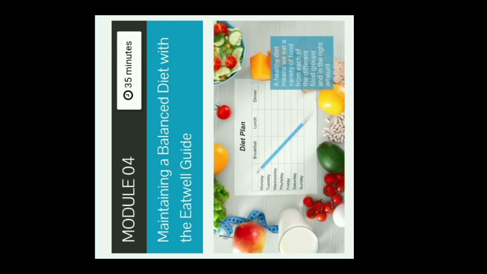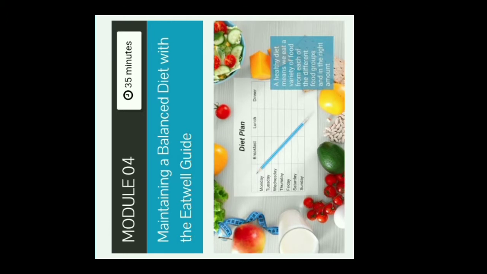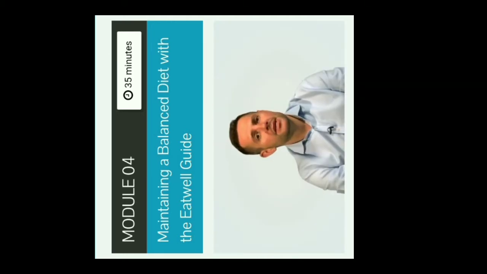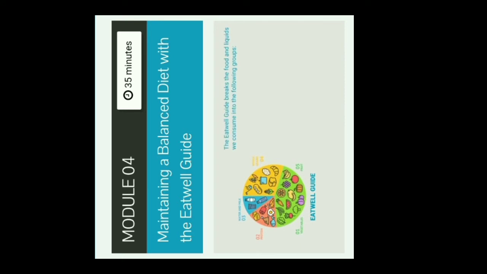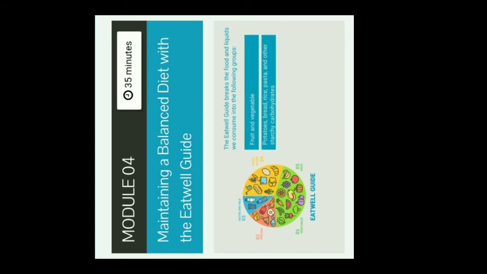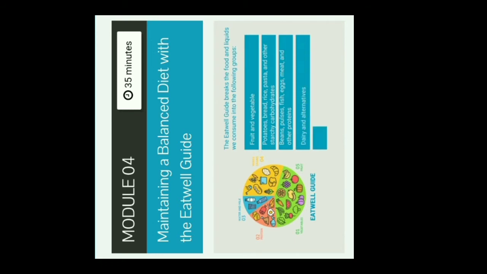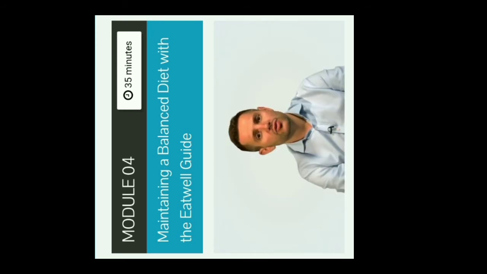A healthy diet means we eat a variety of food from each of the different food groups and in the right amount. To better understand the food groups and how to incorporate them into our diet, we turn to the Eat Well guide. The Eat Well guide breaks the food and liquids we consume into the following groups: fruits and vegetables, potatoes, bread, rice, pasta and other starchy carbohydrates, beans, pulses, fish, eggs, meat and other proteins, dairy and alternatives, oils and spreads. The guide demonstrates the different types of foods and nutrients we should consume and in what amounts. We'll now be discussing each one in turn.